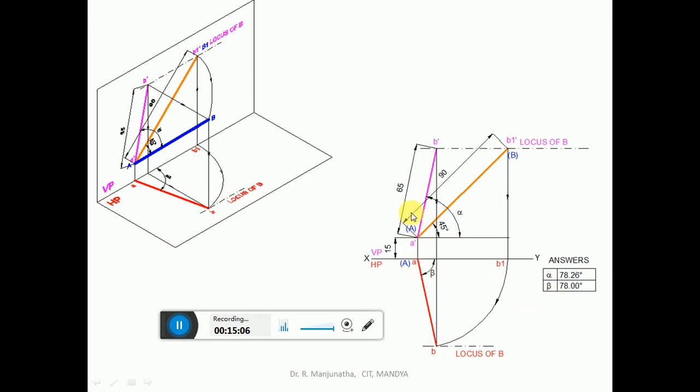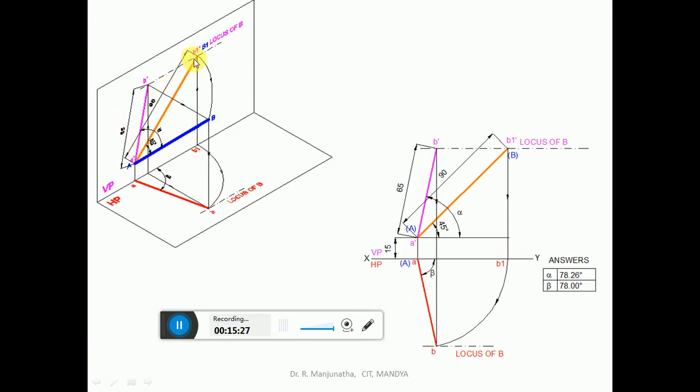And we also need to find out alpha. The alpha inclination is known. The alpha inclination will be 78.26 when you are doing it on the computer. When you are doing it manually, it is 78 degrees. So this is how we will be able to get the first step. That is what we have done here.